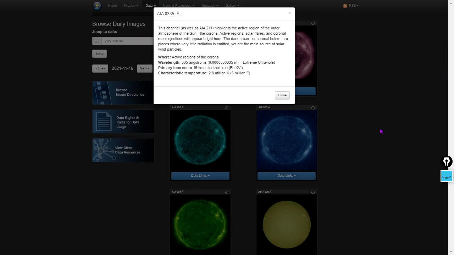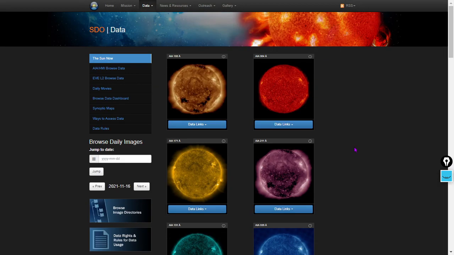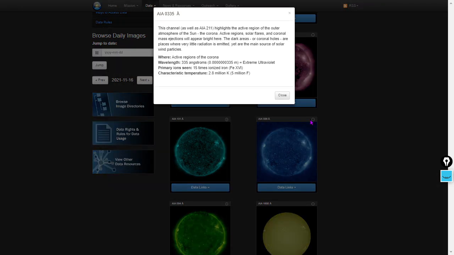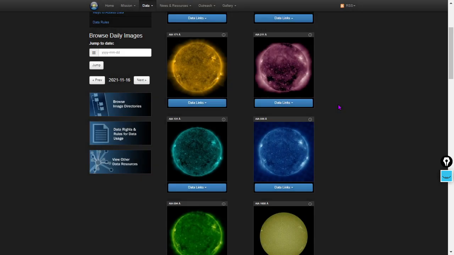And if you want to learn more about the wavelengths, head to the SDO page. You can go to the Sun Now page. For example, that was 335 angstroms. There you go. That is highlighting the active region of the outer atmosphere of the sun known as the corona. 15 times ionized iron for iron 16. About 5 million degrees Fahrenheit for that.